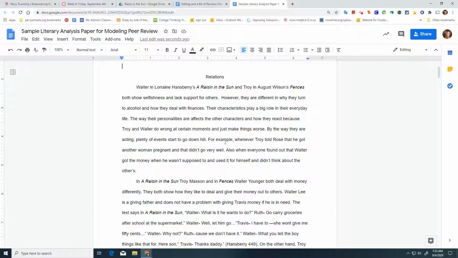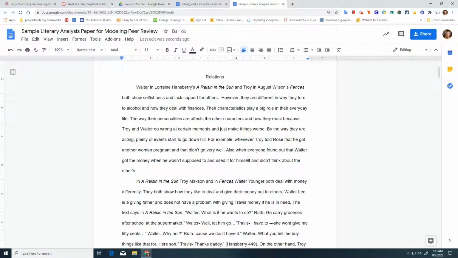So let's take a look at this first paragraph and see what suggestions I might make based on that checklist. It says: Walter and Lorraine Hansberry's A Raisin in the Sun and Troy and August Wilson's Fences both show selfishness and lack support for others. However, they are different in why they turn to alcohol and how they deal with finances. Their characteristics play a big role in their everyday life. The way their personalities are affects the other characters and how they react because Troy and Walter do wrong at certain moments and just make things worse.